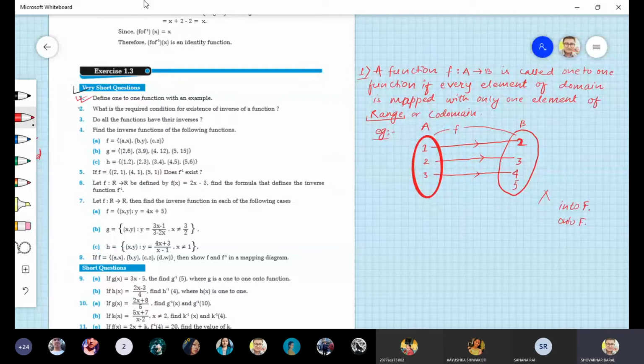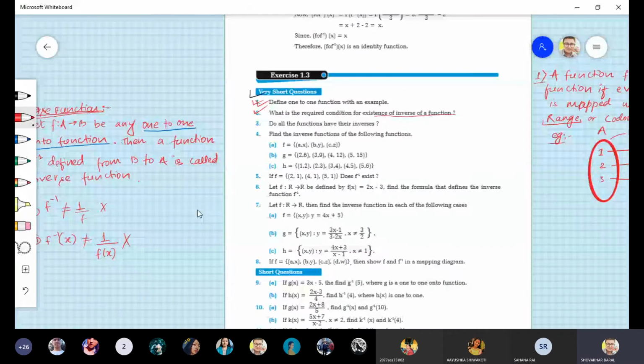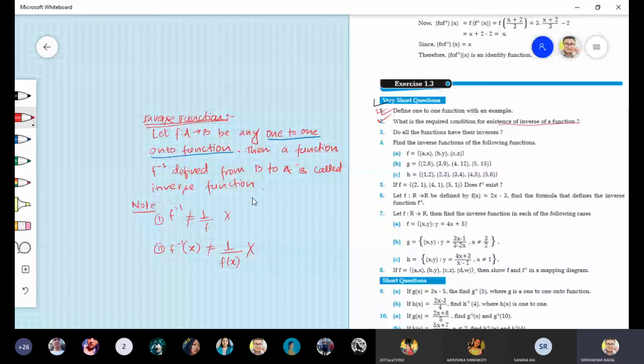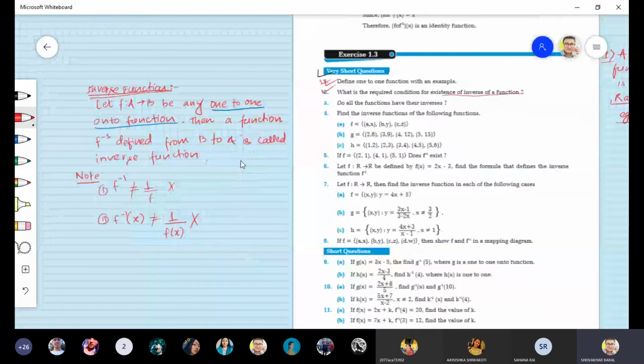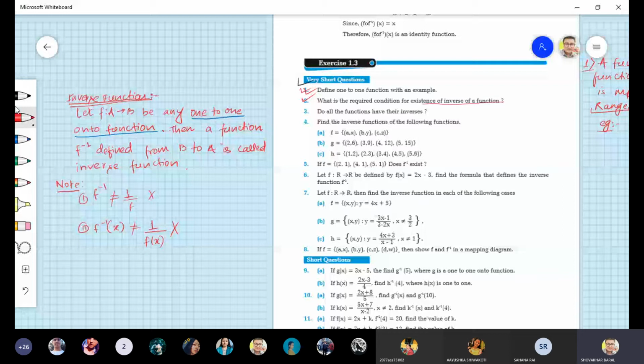Now question number 2. What is the required condition for existence of inverse of a function? I told you earlier in the definition of inverse function. You can see the definition here. One-to-one and onto. This is the required condition for the inverse of a function. You can simply write: the condition for existence of inverse of a function is, the function must be one-to-one and onto.